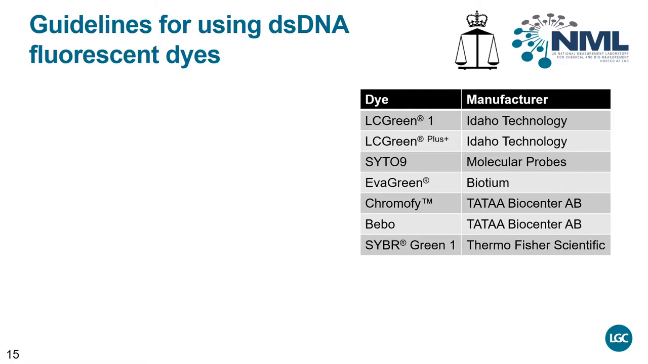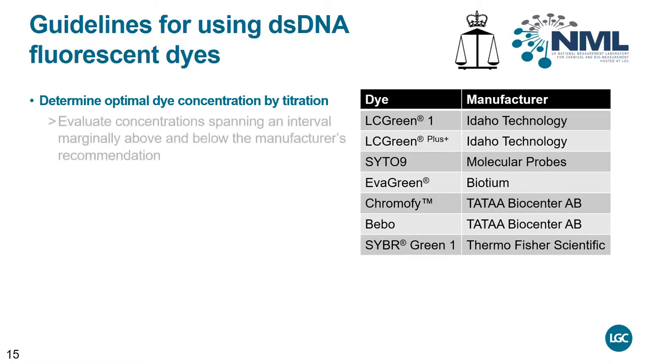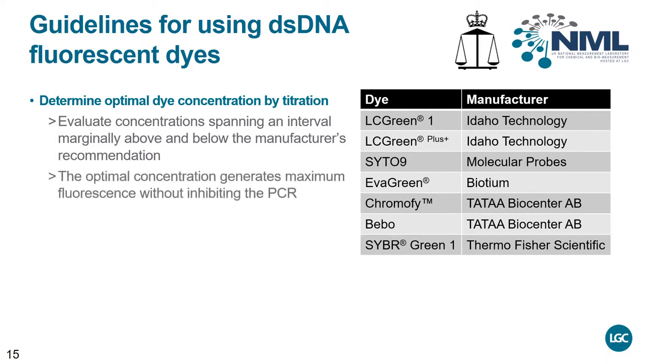Dye manufacturers normally provide recommendations for employing their products for experimental purposes. However, the following guidelines provide some general recommendations. Firstly, optimal dye concentration should be determined empirically. As a rough guide, concentrations spanning an interval above and below the manufacturer's recommendations should be evaluated. Optimal concentrations will provide maximum fluorescence while not causing any significant PCR inhibition.